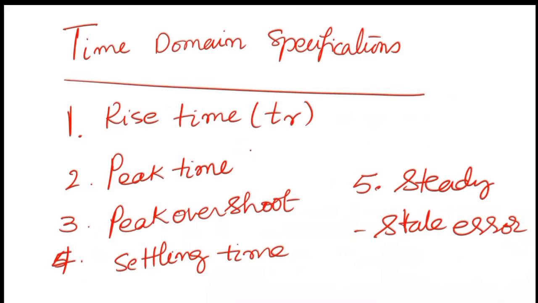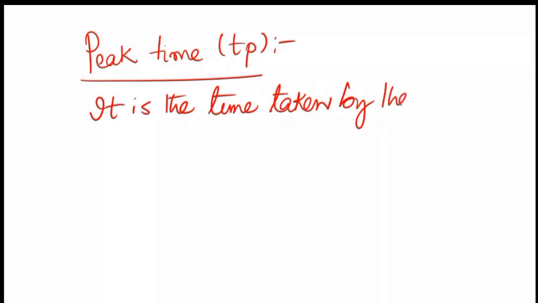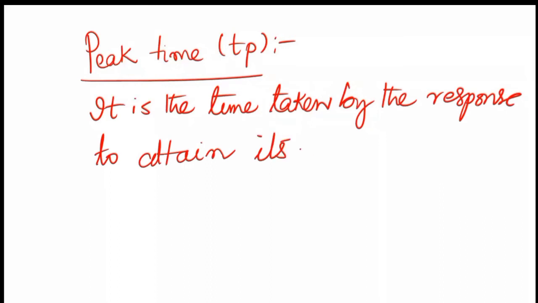The next parameter is peak time. The peak time is represented with T suffix P. Peak time is defined as the time taken by the response to attain its first peak.